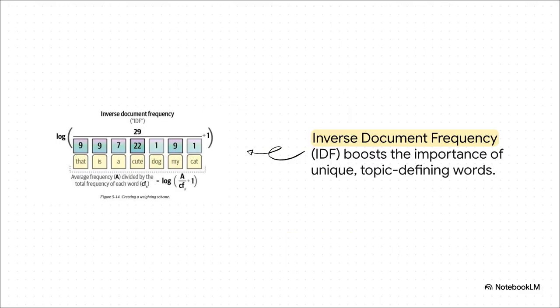But just counting words isn't quite enough, right? Because really common words like the, and, or would always end up on top. So BERTopic uses this smart weighting scheme called inverse document frequency, or IDF. It sounds complicated, but the idea is simple. It penalizes words that show up everywhere and gives a huge boost to words that are common in one cluster but are pretty rare everywhere else. These are the words that really define a topic.